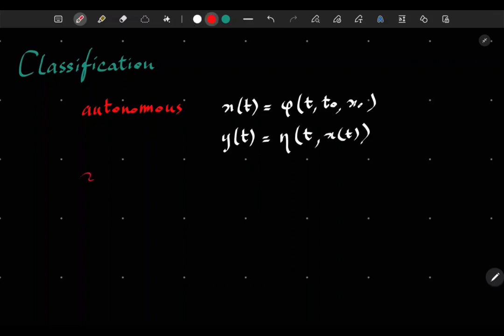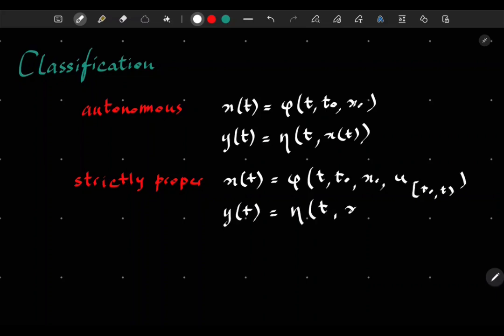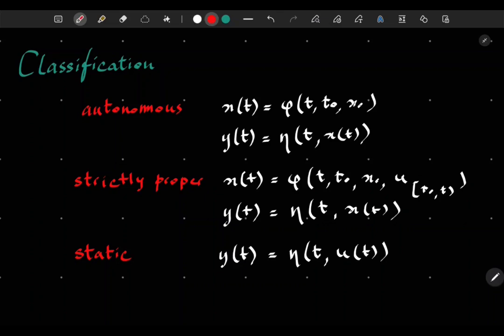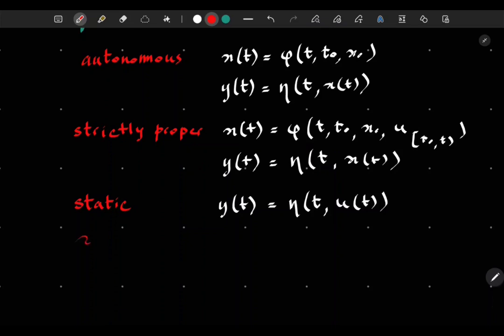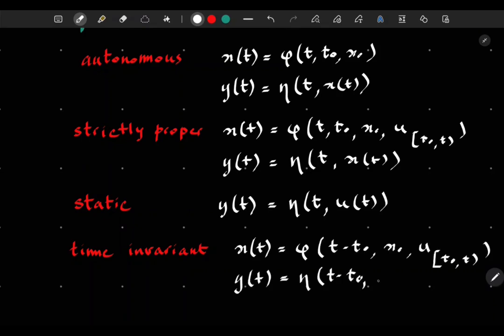We can also classify our dynamical systems. A system will be said to be autonomous if it has no input. It will be said to be strictly proper if the output y does not depend on u. It is static or algebraic if it has, on the other hand, no internal state, so if y only depends on u. And finally, it is said to be stationary or time invariant if it bears no explicit dependence on time t. In this case, the system will be invariant under translations of the inputs. And actually, let me write this explicitly by denoting u as u of t minus t naught.